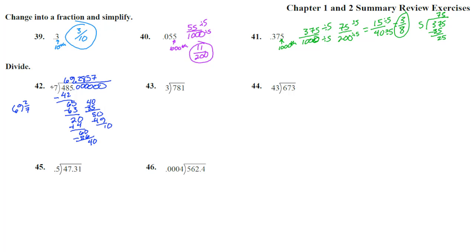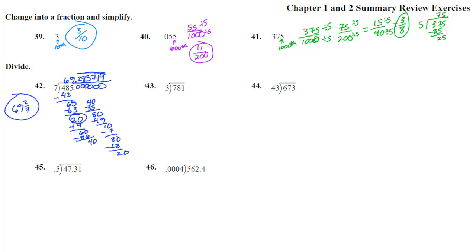Drop down a 0. 7 goes into 10. 1 time. 1 times 7 is 7. Subtract, we get a 3. Drop down a 0. 7 goes into 30 4 times, which is 28. Subtract, we get a 2, 20, and we're repeating from right here. So 285714 goes on and on forever. Whew. Yeah, that might have been a nicer way. The fraction version of it, it's a little bit simpler, a little bit nicer to see.